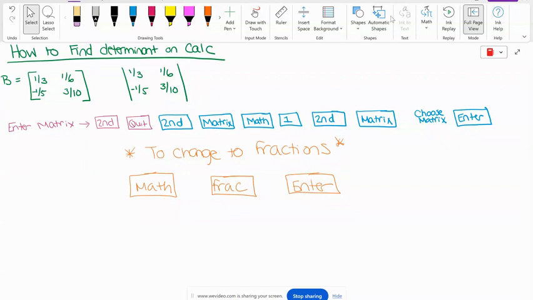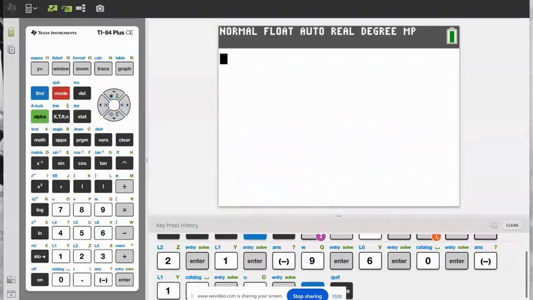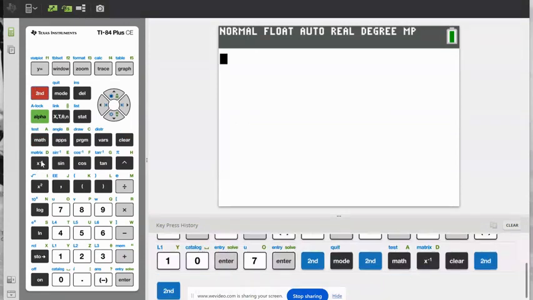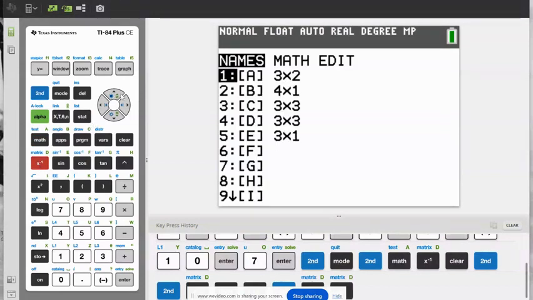Okay, now let's go to our calculators and let's do this. So the first thing we're going to do is enter in the new matrix that we want to find the determinant of. So we're going to go to second matrix. Mine went wrong. Second matrix. What's going on here? Try this one more time. There we go. I'm going to go down to matrix B this time. See how I was highlighted on matrix A? I want to go down to matrix B this time.